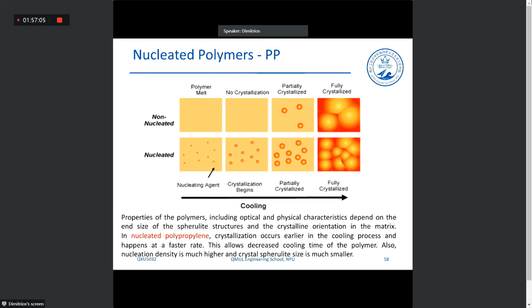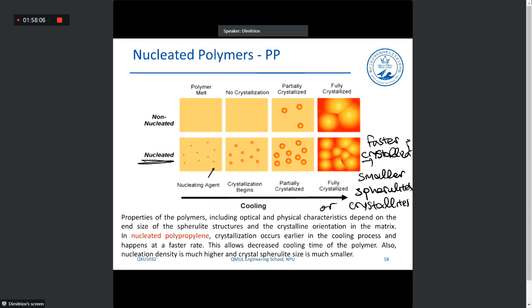And as I said earlier, industries generally prefer to have polymers that crystallize faster. Okay, and because of that, they include nucleating agents. So if we look upon the example of polypropylene, here these are the nucleating agents. Okay, so in the presence of the nucleating agents, we have growth of the nuclei much faster. Okay, crystallization begins much faster. So we have smaller spherulites, or crystallites, let's say, but faster crystallization.